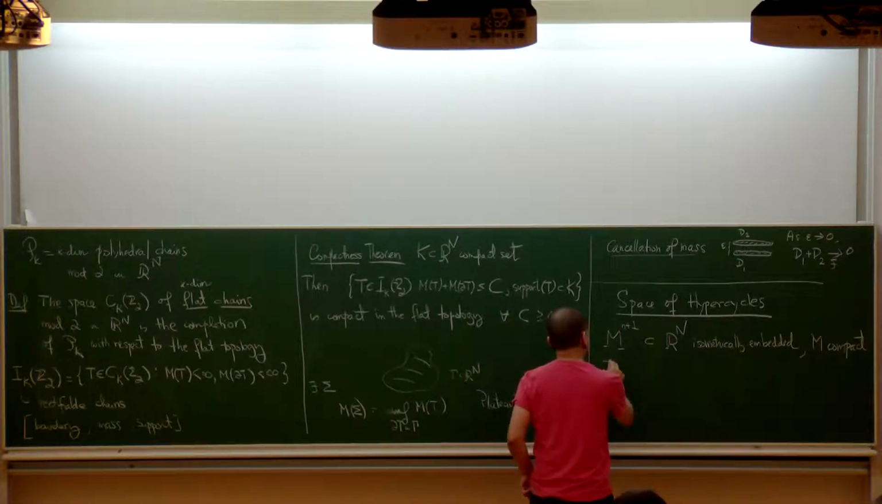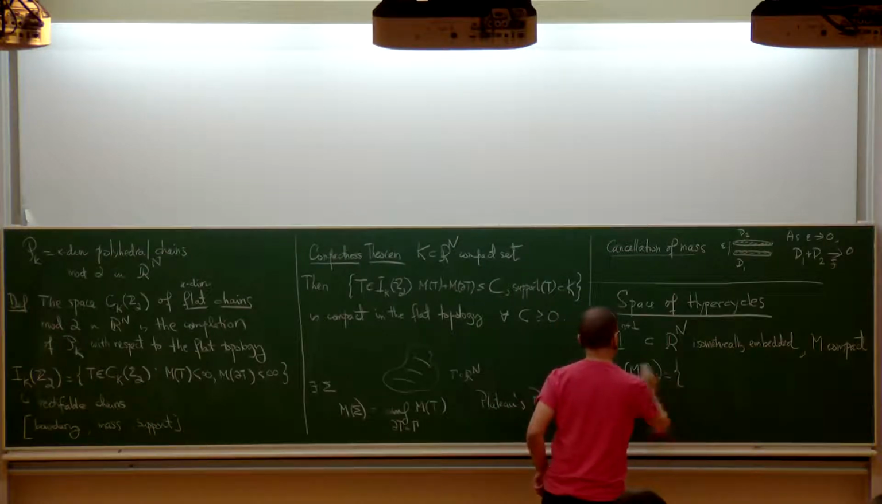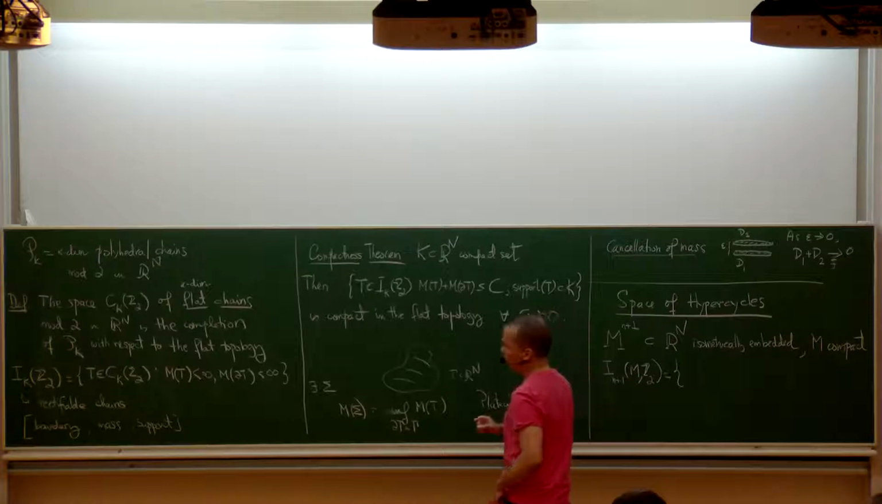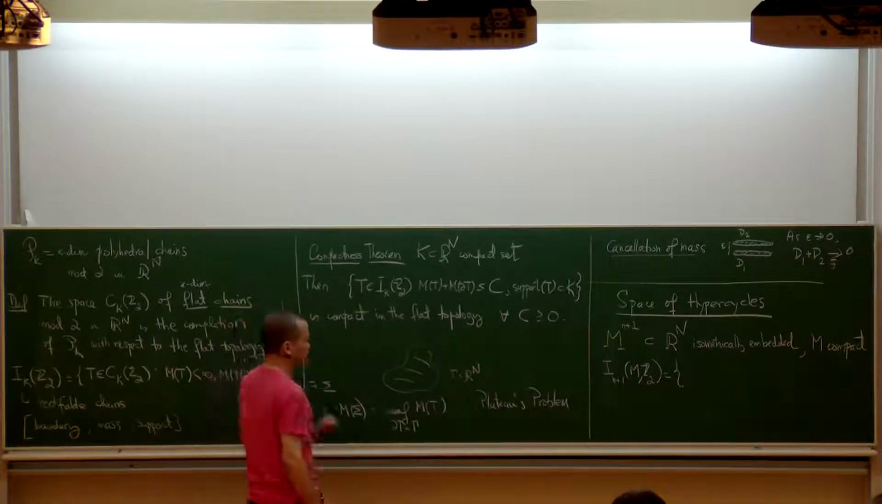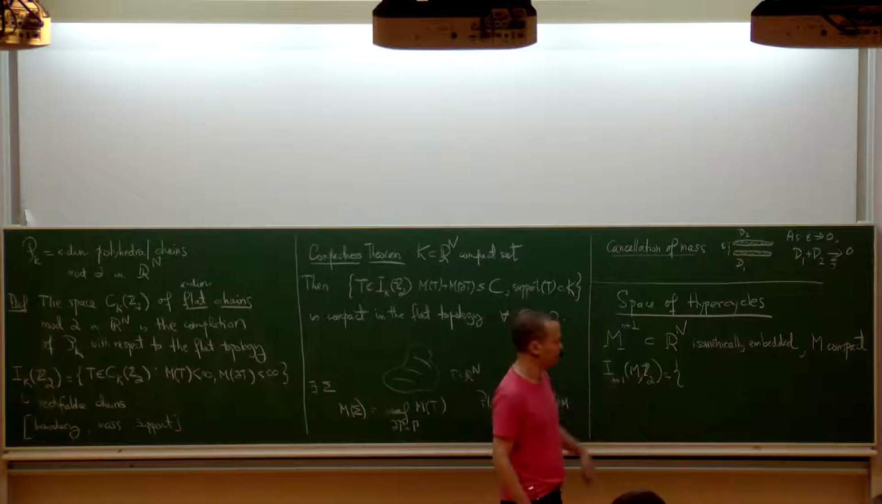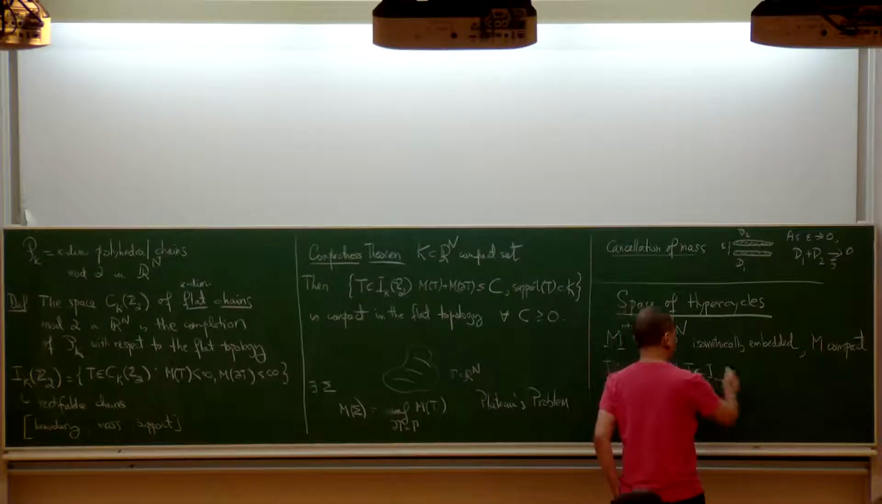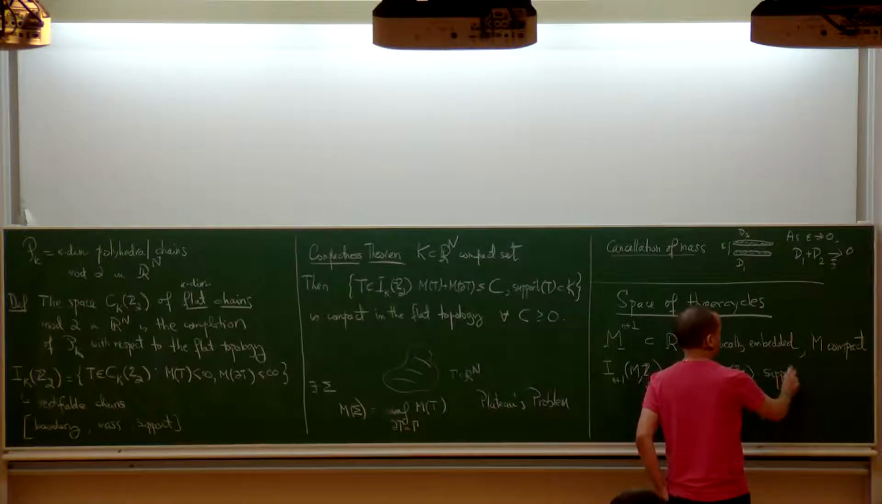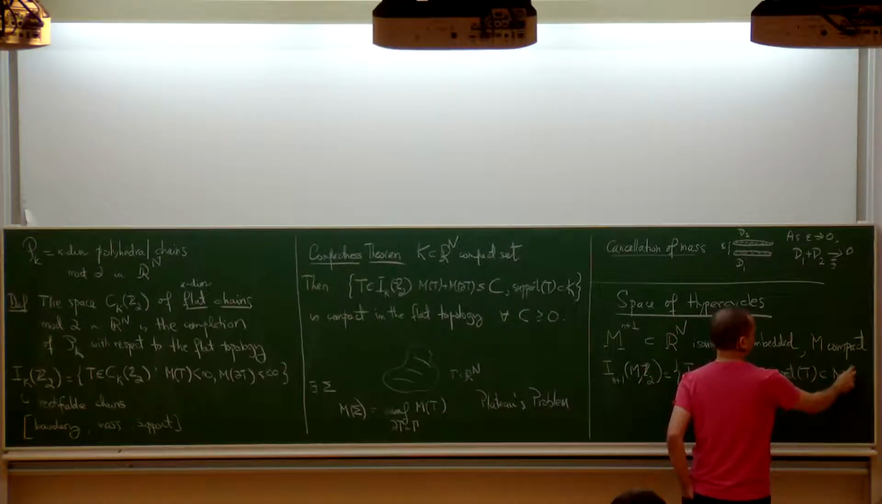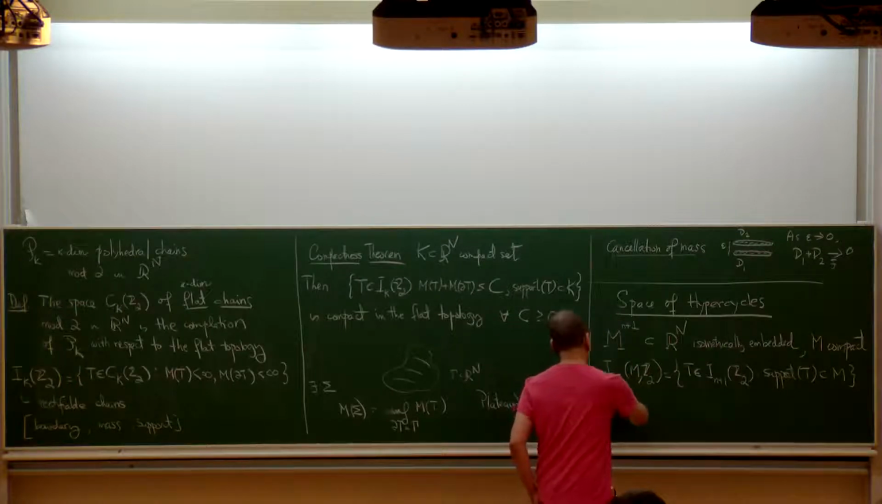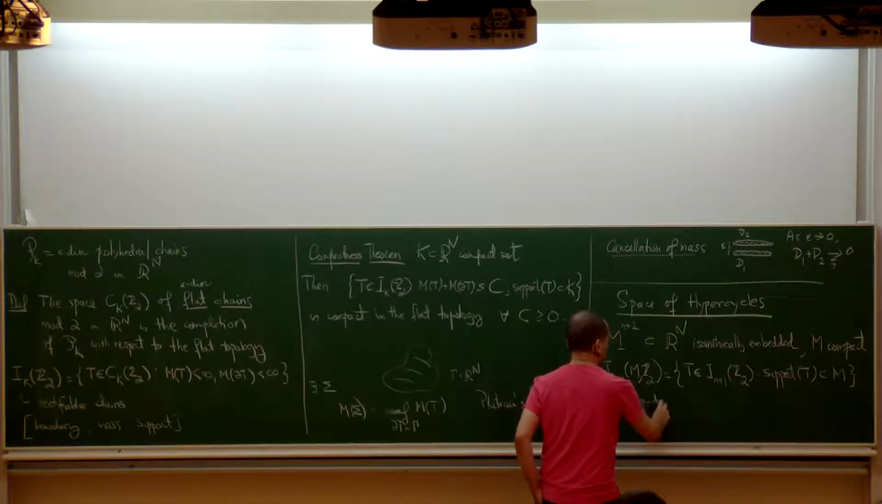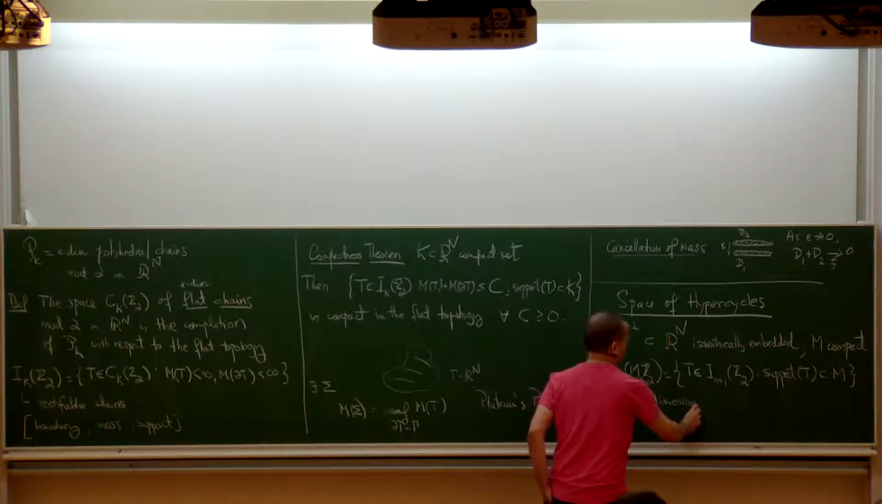Then I can denote by I_{n+1}(M; Z_2) the space of all n plus 1 dimensional chains that have support contained in M. So this is the space of all T's in I_{n+1}(Z_2) such that the support of T is contained in M. This is going to be my space of top dimensional chains.